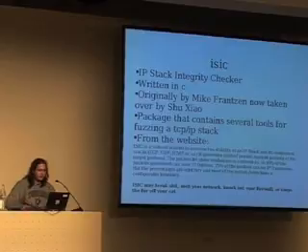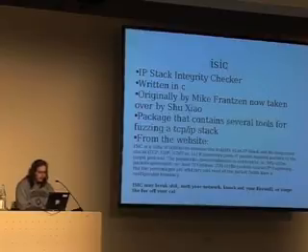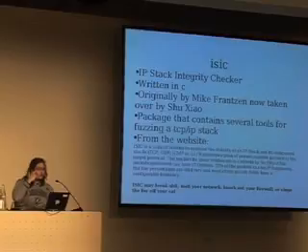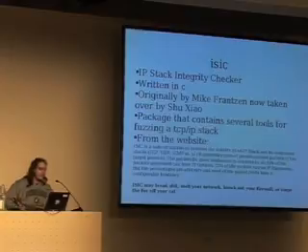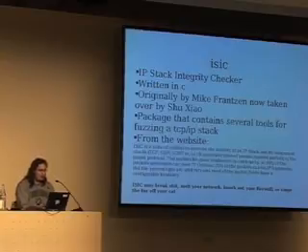Next one's ISIC. This one's a bit older, I think from the 90s, maybe 98 or something. And it's basically an IP stack integrity checker. It's not called a fuzzing tool, because back then people weren't calling things fuzzing tools, but it is a fuzzing tool. It's written in C by a guy called Mike Frantzen. Basically, it generates IP, TCP, UDP, and I think even ICMP data, which is flawed. It looks like it, but it's really not that kind of data.